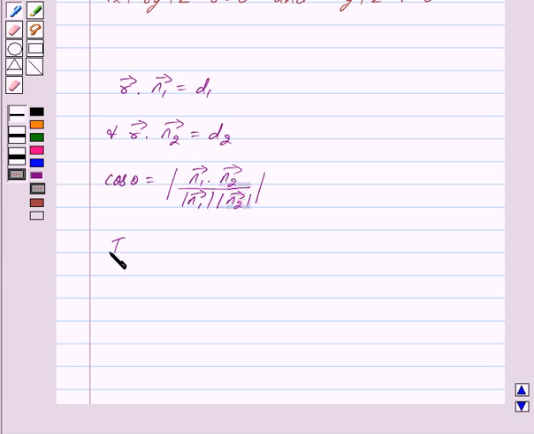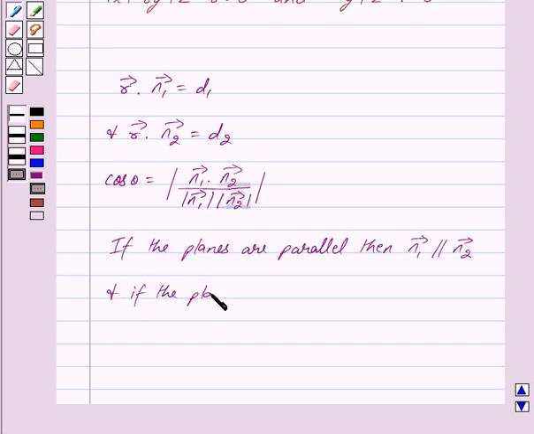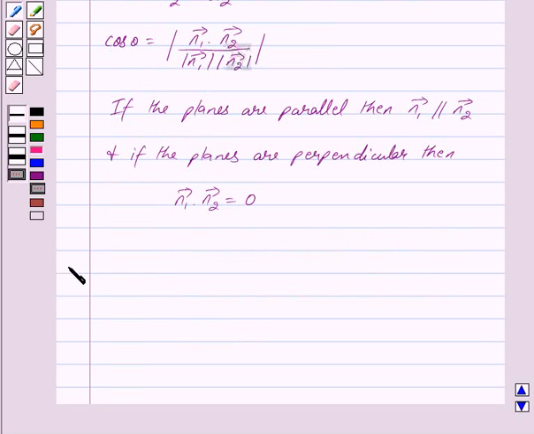Now, if the planes are parallel, then vector n1 is parallel to vector n2, and if the planes are perpendicular, then vector n1 dot vector n2 is equal to 0. So this is the key idea behind our question. Let us begin with the solution now.